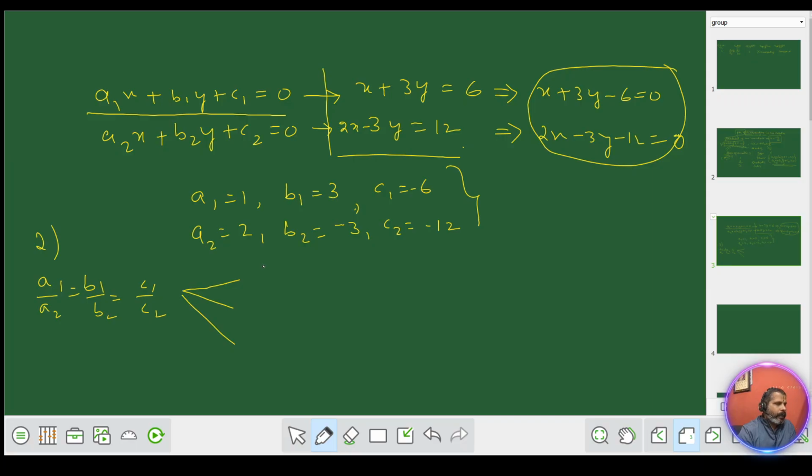What does that mean? It will again have types in a similar way. This is dependent and consistent type of solutions. How many solutions will they have? They will have infinitely many solutions, or infinite solutions, you can say.